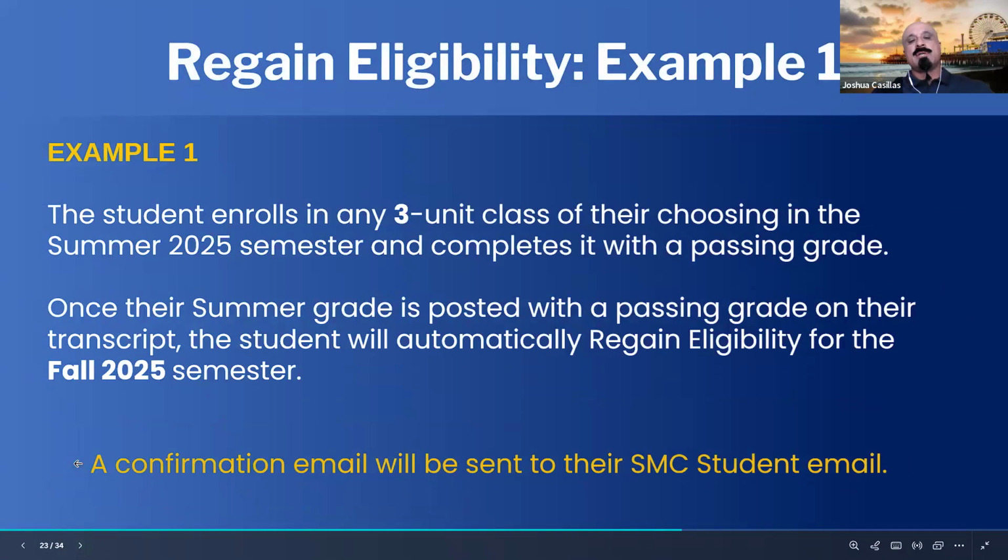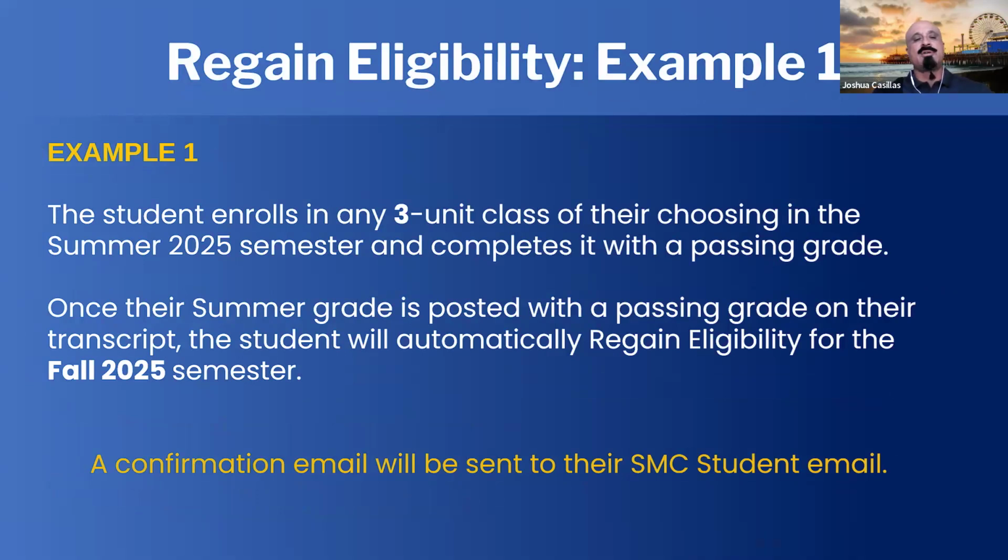The student enrolls in a 3-unit class of their choosing in the summer 2025 semester, right? And you can enroll in your classes. Enrollment's coming up here soon. You can enroll for your classes soon for summer and fall. So this student enrolled in summer 2025 in a 3-unit class and completes it with a passing grade.